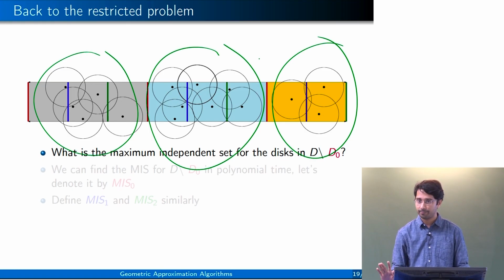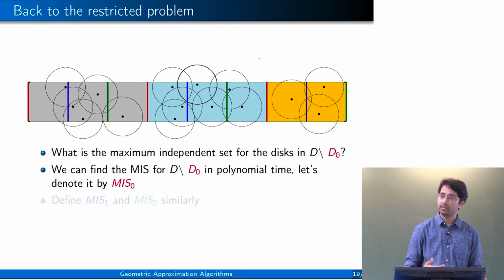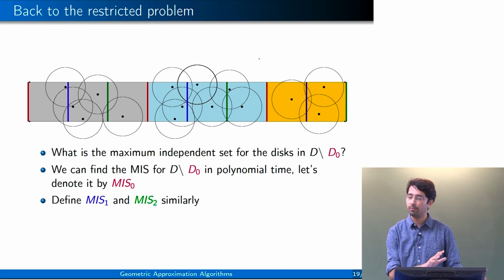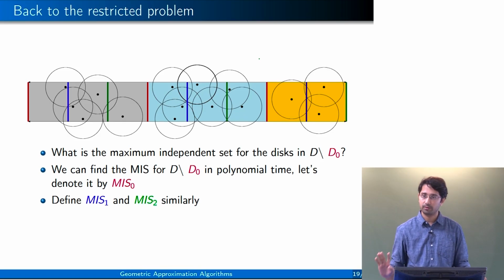Okay. And I am denoting this as MIS 0. Deleting the red disks, finding a maximum independent set, the solution is MIS 0. Similarly, I can find out MIS 1 and MIS 2. What is MIS 1? I will delete all blue disks, find the maximum independent set. What is MIS 2? Deleting all green disks and finding the maximum independent set. And my algorithm is very simple. I will report the maximum of these 3 sets. That is my algorithm.